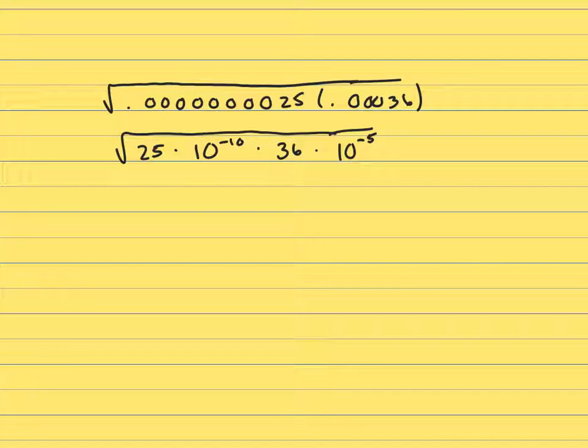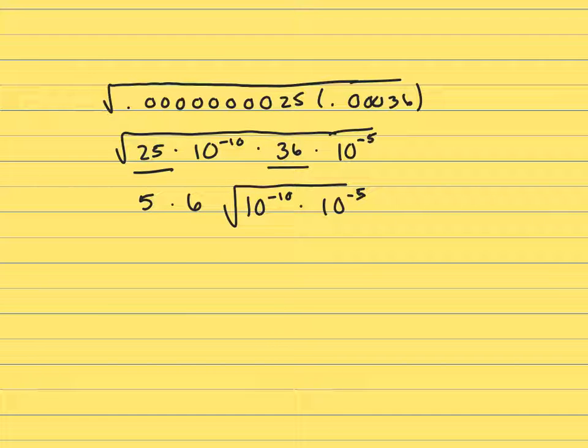Okay, I put it in scientific notation, and we know the square root of 25 is a 5, so bring a 5 out, and the square root of 36 is a 6. So that leaves underneath the radical a 10 to the negative 10th times 10 to the negative 5. So that's 30 times the square root of 10 to the negative 15.